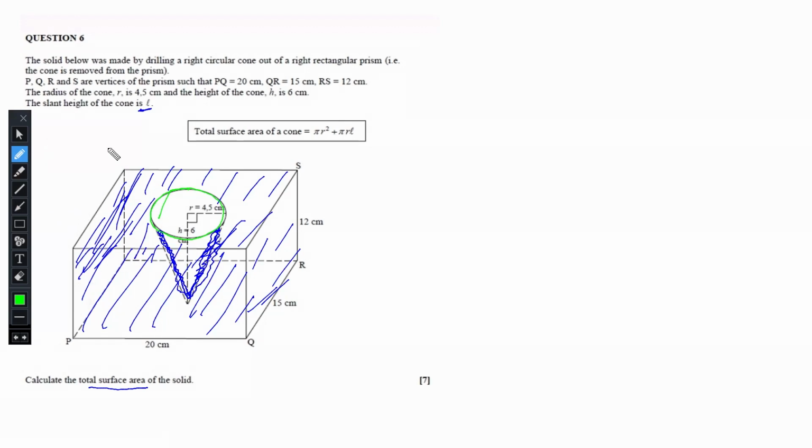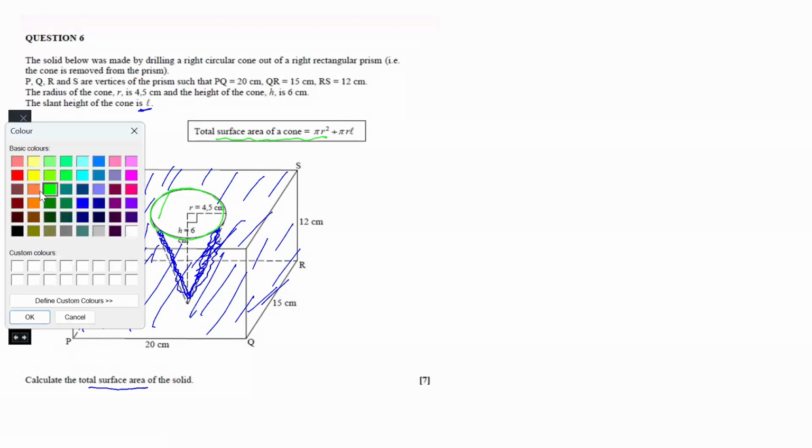Okay, let's now start our calculation. To calculate the total surface area, we've only been shown the equation of the total surface area of a cone, right? Now, this here is a right rectangular prism, of which they expect you to know the formula to calculate that by now.